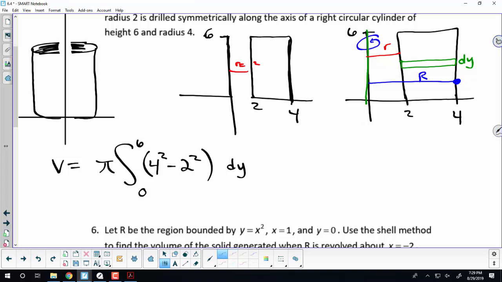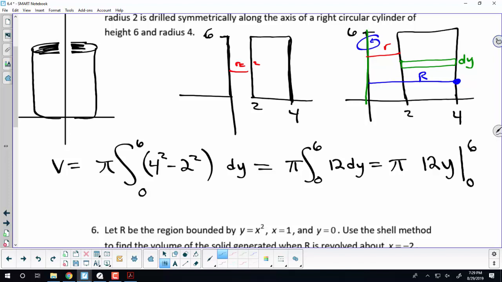So it's pretty easy to integrate. It's just a constant. What do we have? 16 minus 4. So we have pi times the integral from 0 to 6 of 12 dy. That's pi times 12y evaluated from 0 to 6, and that's 12 times 6, that's 72 pi. If you did this with the shell method, using the shells, you would get the same answer. The volume doesn't change regardless of what method we use.